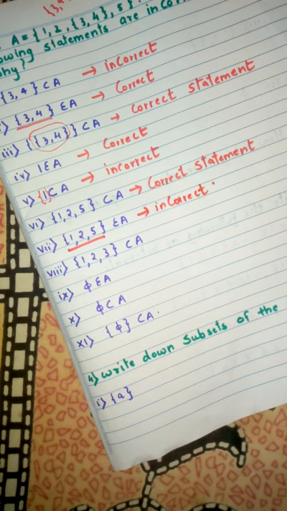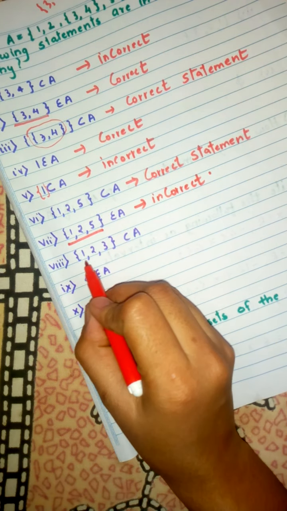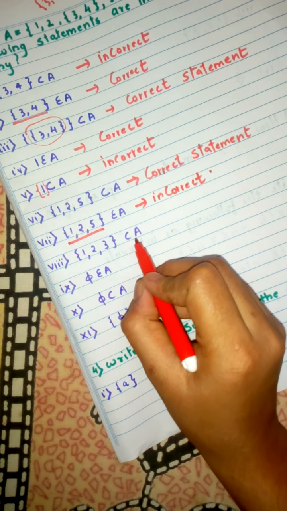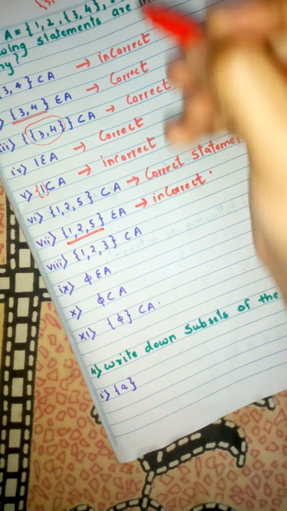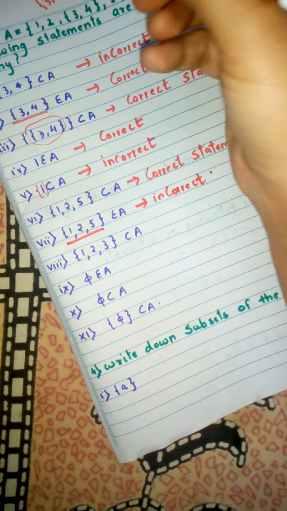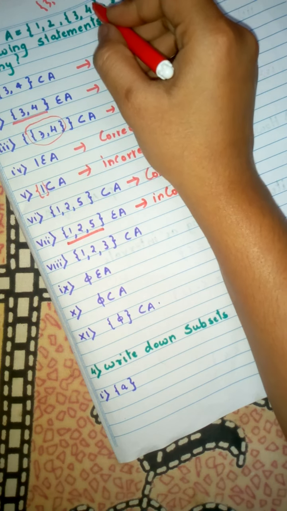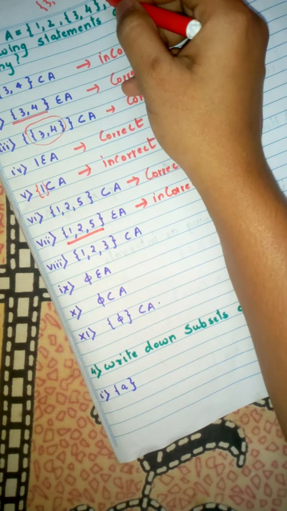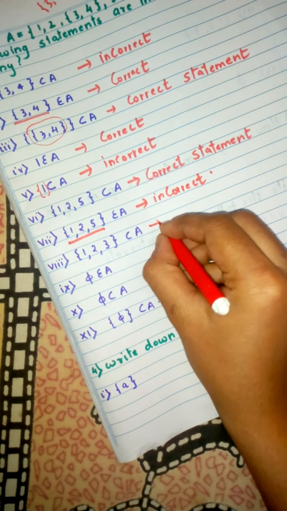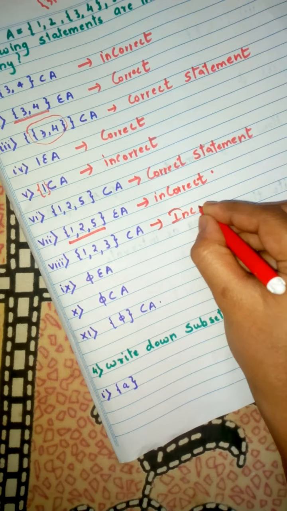Next, the 8th one is {1, 2, 3} is a subset of A. Here we can see that 1 belongs to A, 2 also belongs to A, but 3 does not belong to A. It's there in another set, it's not an element of A. So this is incorrect.